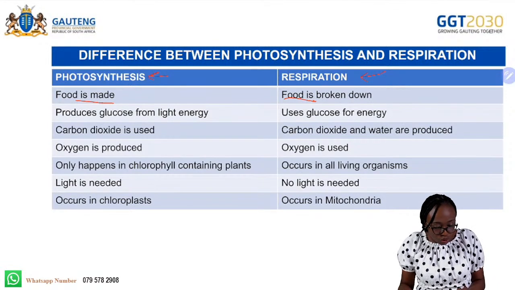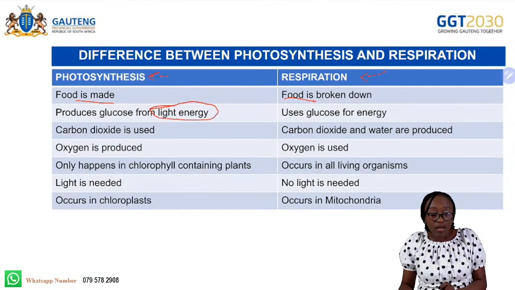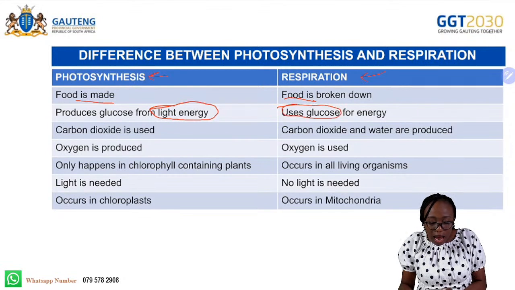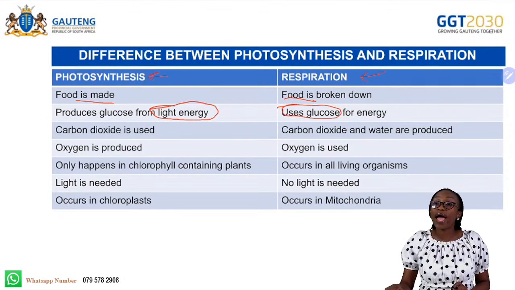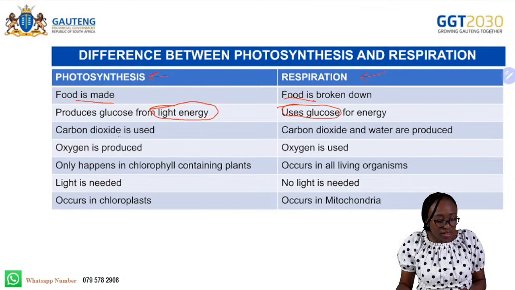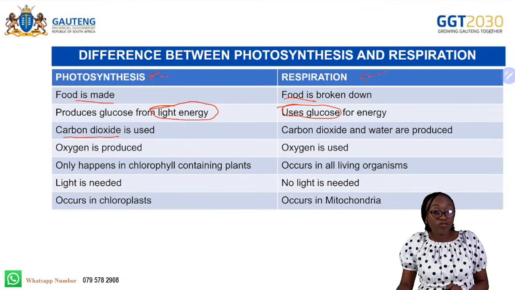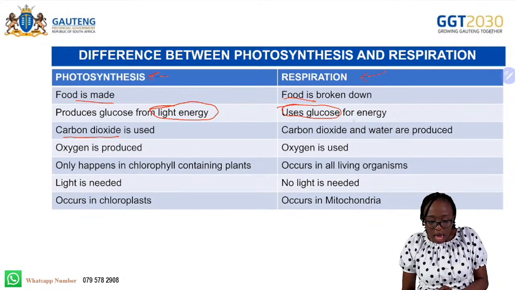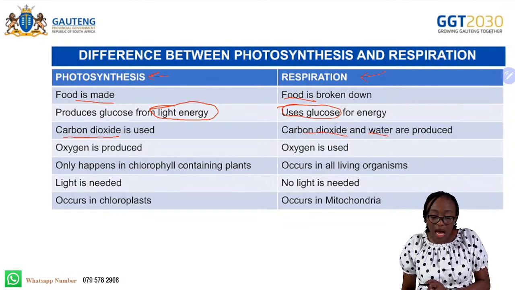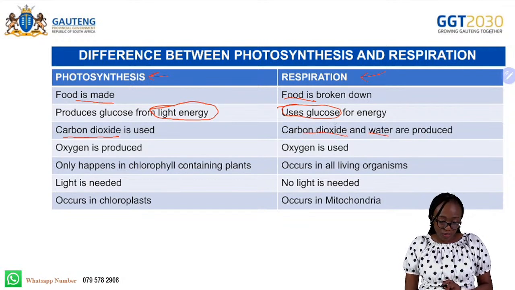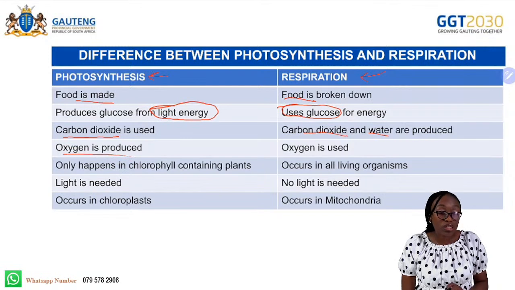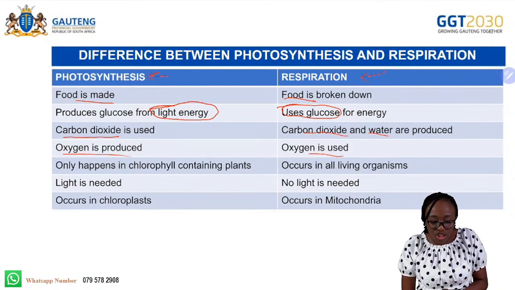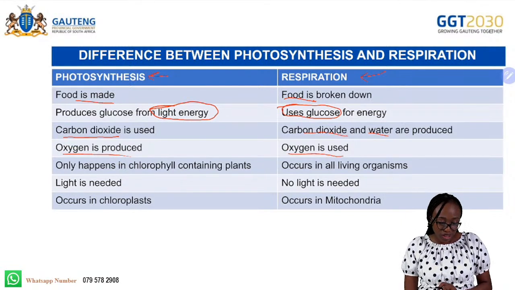Photosynthesis produces glucose from light energy, and respiration utilizes that glucose for energy. Carbon dioxide is used in photosynthesis, it's a requirement, and then carbon dioxide and water are products in respiration. Oxygen is produced in photosynthesis, and then oxygen is used in respiration.